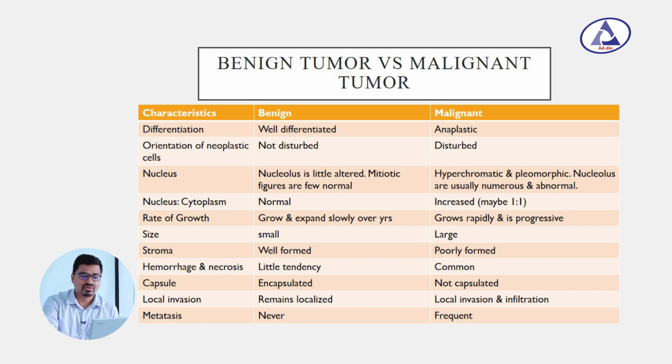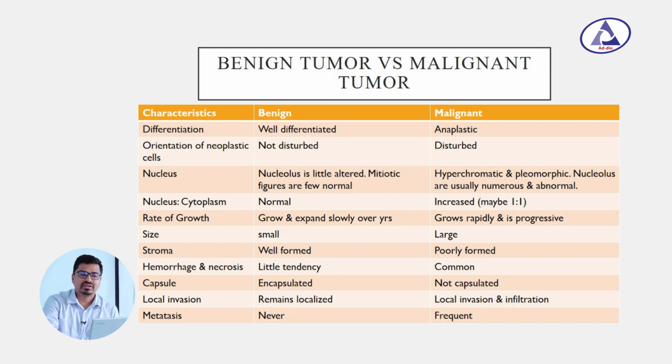Rate of growth: benign tumors grow and expand slowly over years, while malignant tumor grows rapidly and is progressive. Size: small in case of benign tumor and large in case of malignant tumor. Stroma is well formed in benign and poorly formed in malignant tumor. Hemorrhage and necrosis are more common in malignant tumor and have little tendency in benign tumor. Capsule: benign tumor is encapsulated and malignant tumor is not encapsulated.